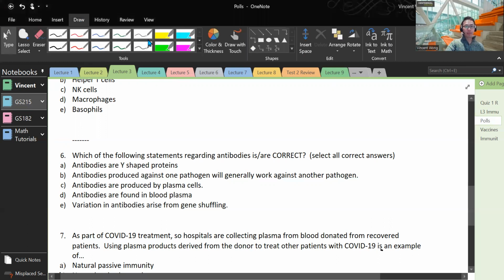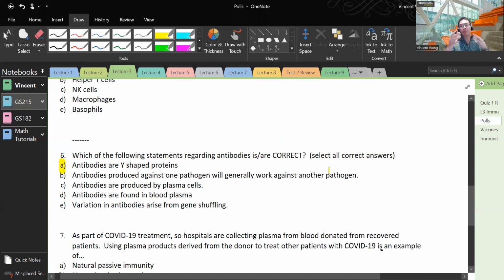So let's go through them. Antibodies are Y-shaped proteins. That's correct. Antibodies produced against one pathogen will generally work against another pathogen. That's not true. They usually would only protect against one type of pathogen. If you get antibodies that work against hepatitis, it will not work against, I don't know, Ebola or something.